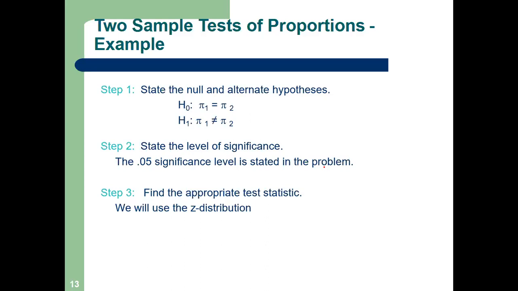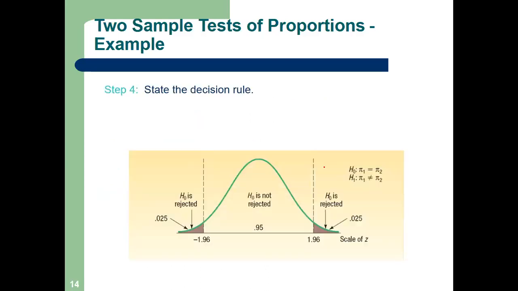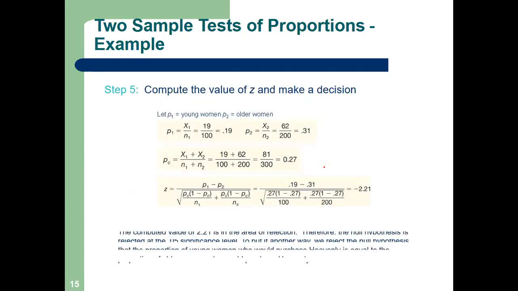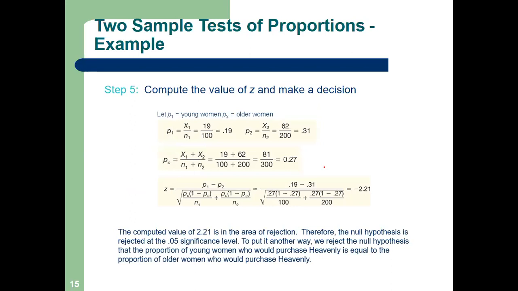In step 4, what do we do? We write the Zcal and Ztab. I am coming to Ztab later on. Let us first calculate the Zcal. So how will we calculate the Zcal? P1, I take as younger woman, P2 as older woman. Clear? Proportion 1 is younger woman and proportion 2 is older woman.